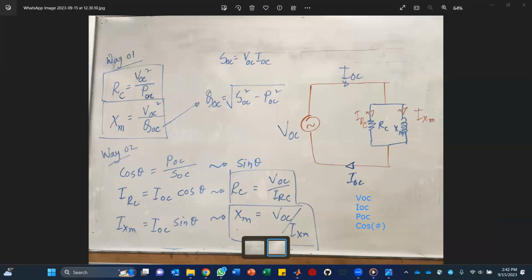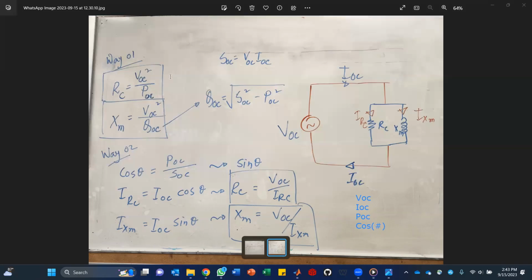There is another way which is also important. I want you to calculate using way one and way two. Way two is we can calculate cos theta, although we have measured cos theta, but we can also calculate it like so: POC over SOC. SOC is nothing but the apparent power at open circuit test. So we can use these values to calculate cos theta and match it with the measured value. I'd like you to calculate them and match them with the measured value.